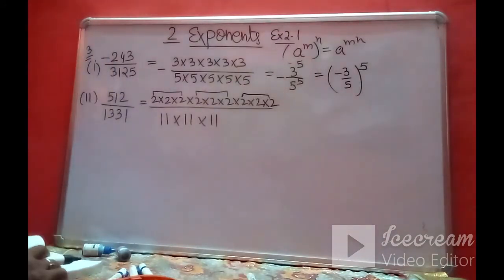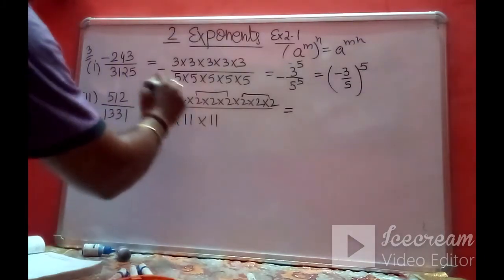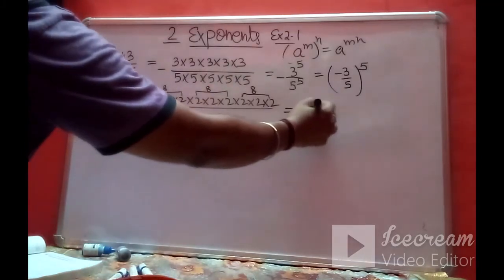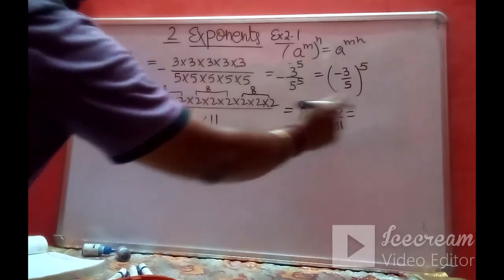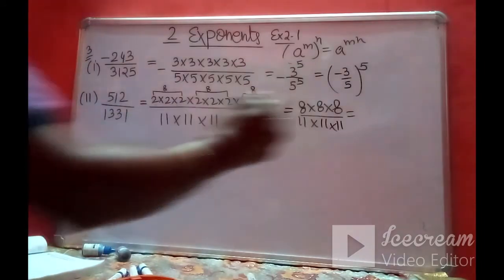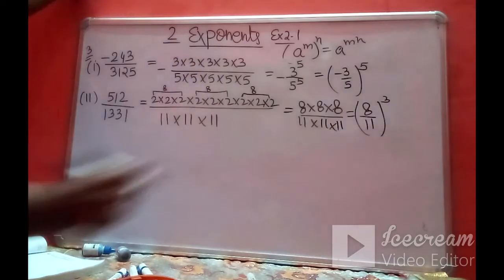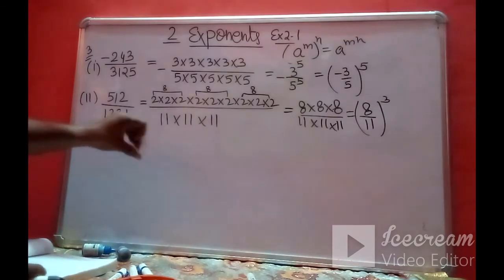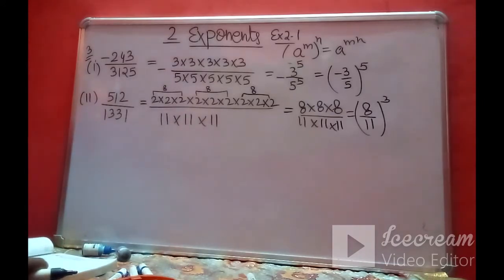Now you just see, 3 numbers are there and 3 groups are there. So one group is having 8, this is 8 and this is 8. So we can write it as 8 into 8 into 8 upon 11 into 11 into 11. Now both numerator and denominator contain 3 factors. So now we can combine it, 8 upon 11 to the power 3. In this manner, you just try to form the groups, whatever the number of factors are given in the numerator or in the denominator.